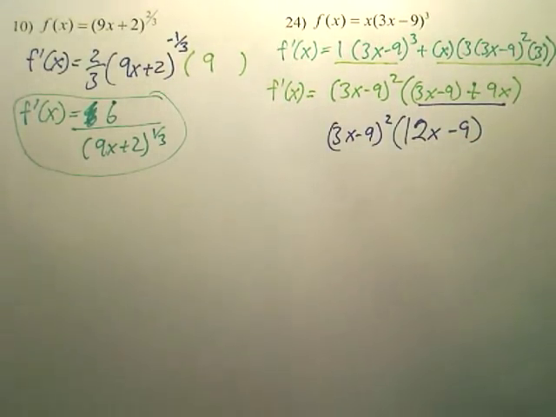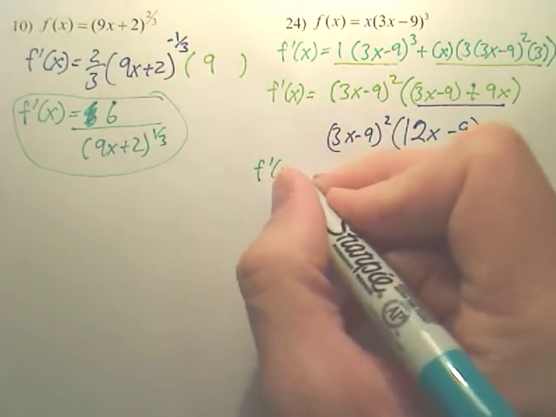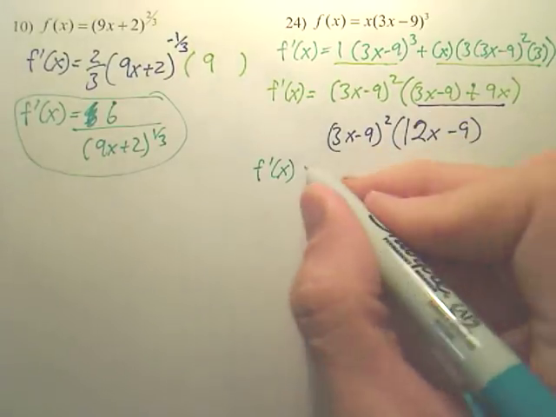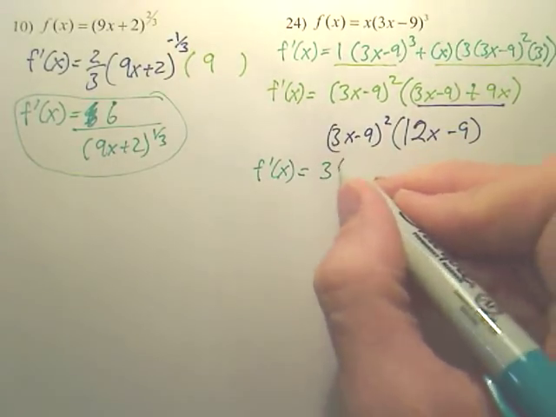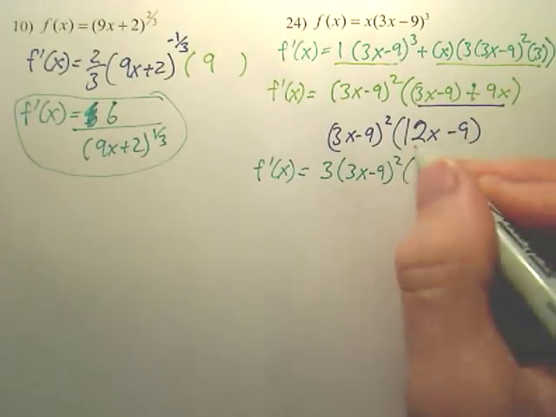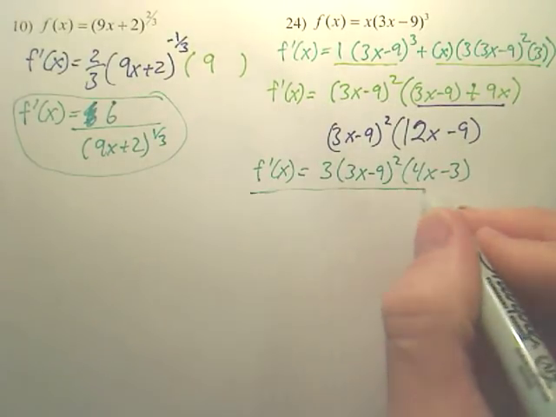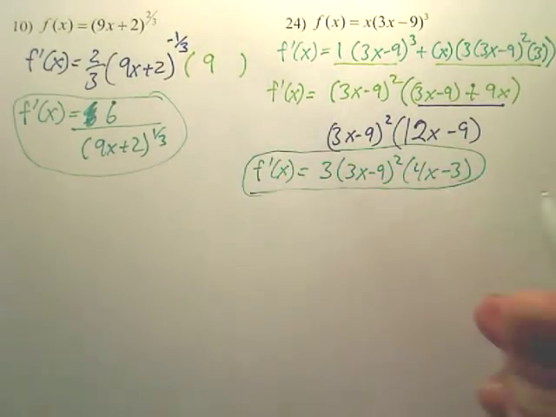Isn't there a GCF here? So the answer, the derivative, there's a GCF here of 3. So I could pull out a 3. I said 3x minus 9 squared. When I pull a 3 out of here, I got 4x minus 3. That would be your derivative.